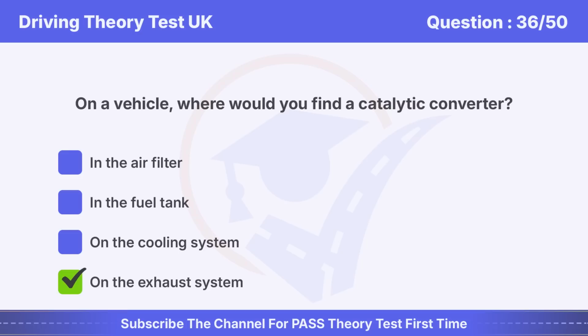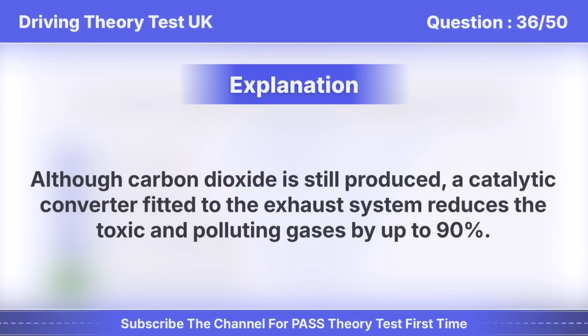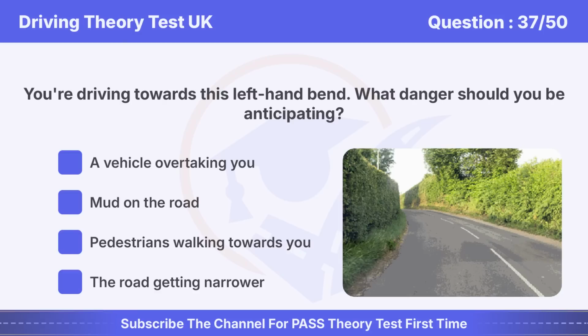Answer is D, on the exhaust system. Although carbon dioxide is still produced, a catalytic converter fitted to the exhaust system reduces the toxic and polluting gases by up to 90%.